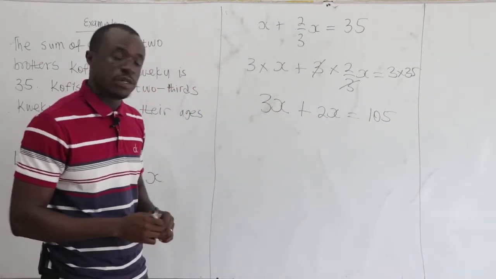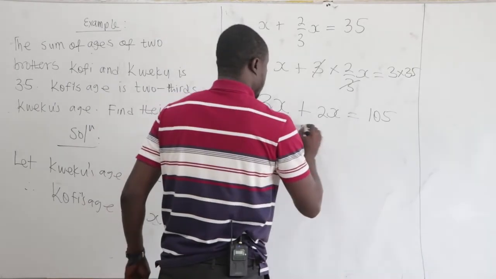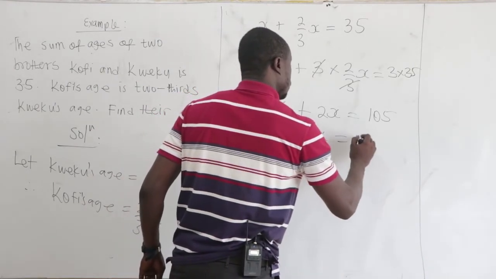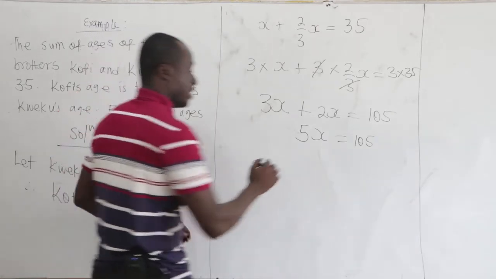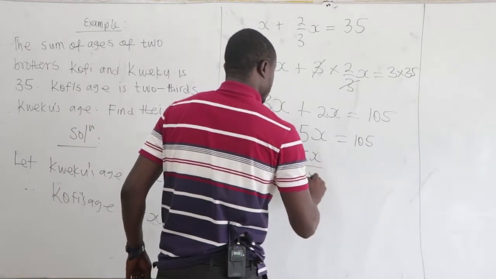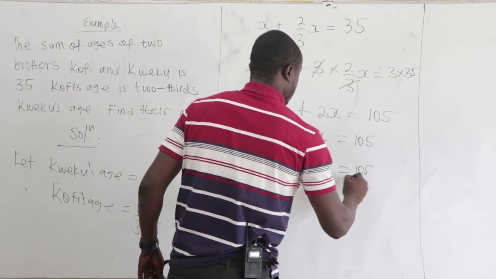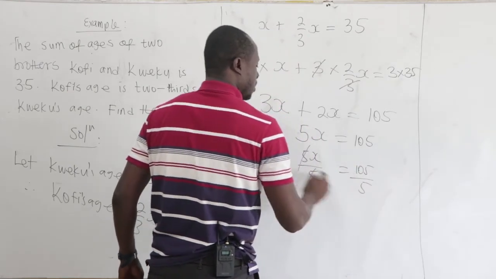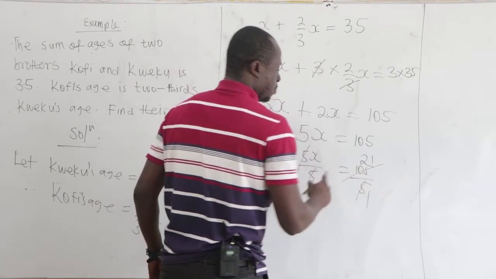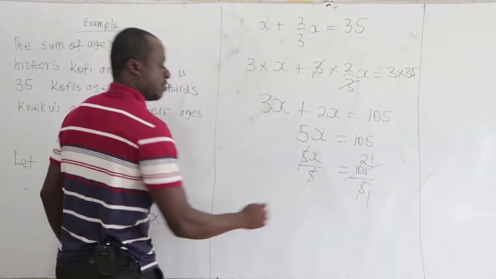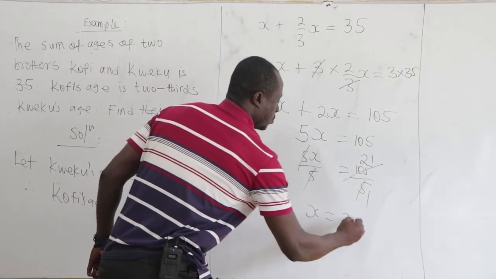Now, what is 3x plus 2x? From our idea of algebra, this is just 5x equal to 105. We want to find x, so we divide both sides by 5. So you have 5x over 5, 105 all over 5. This is cancelling out that. 5 will go into 105 how many times? That is 21. So you have our x to be equal to 21.